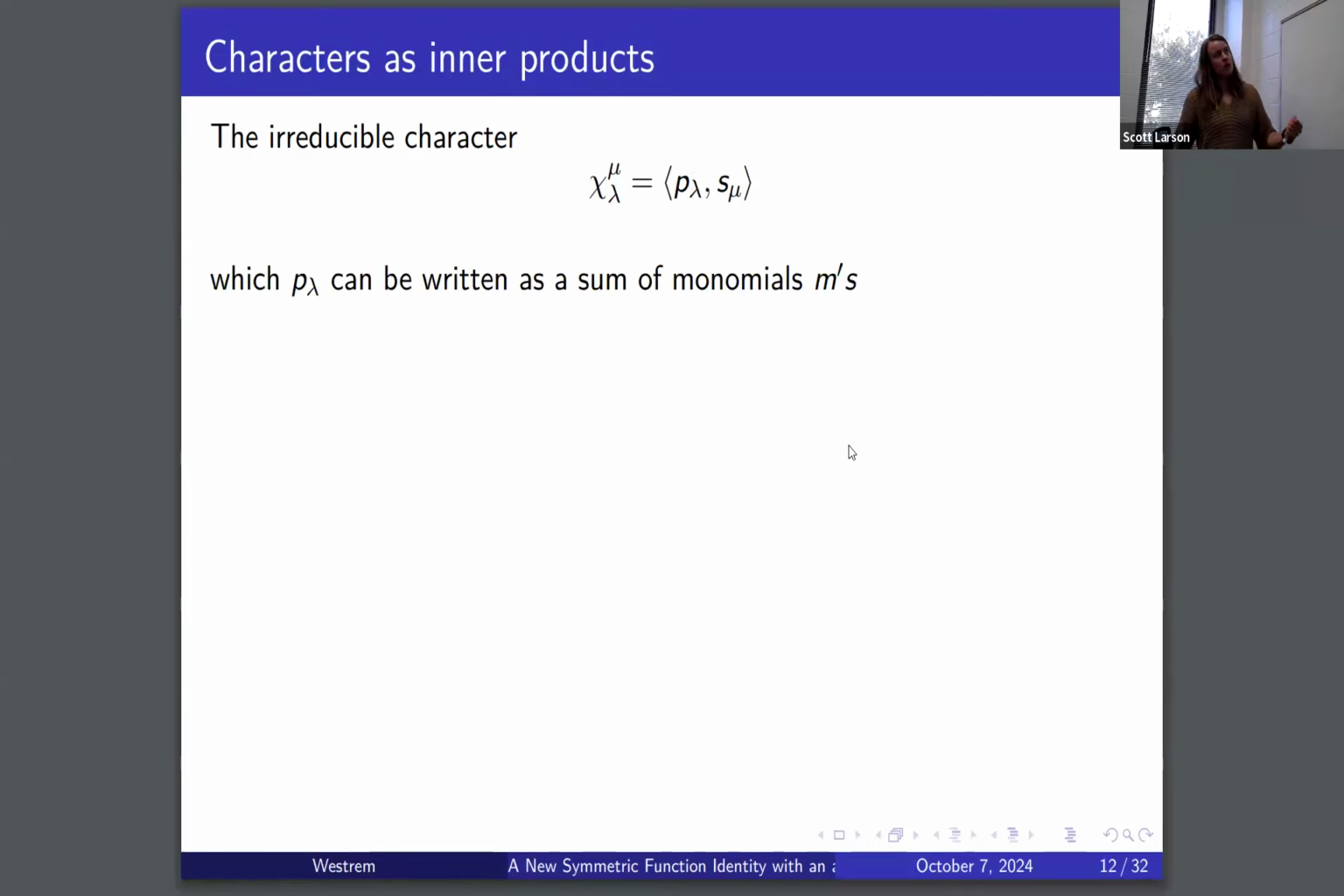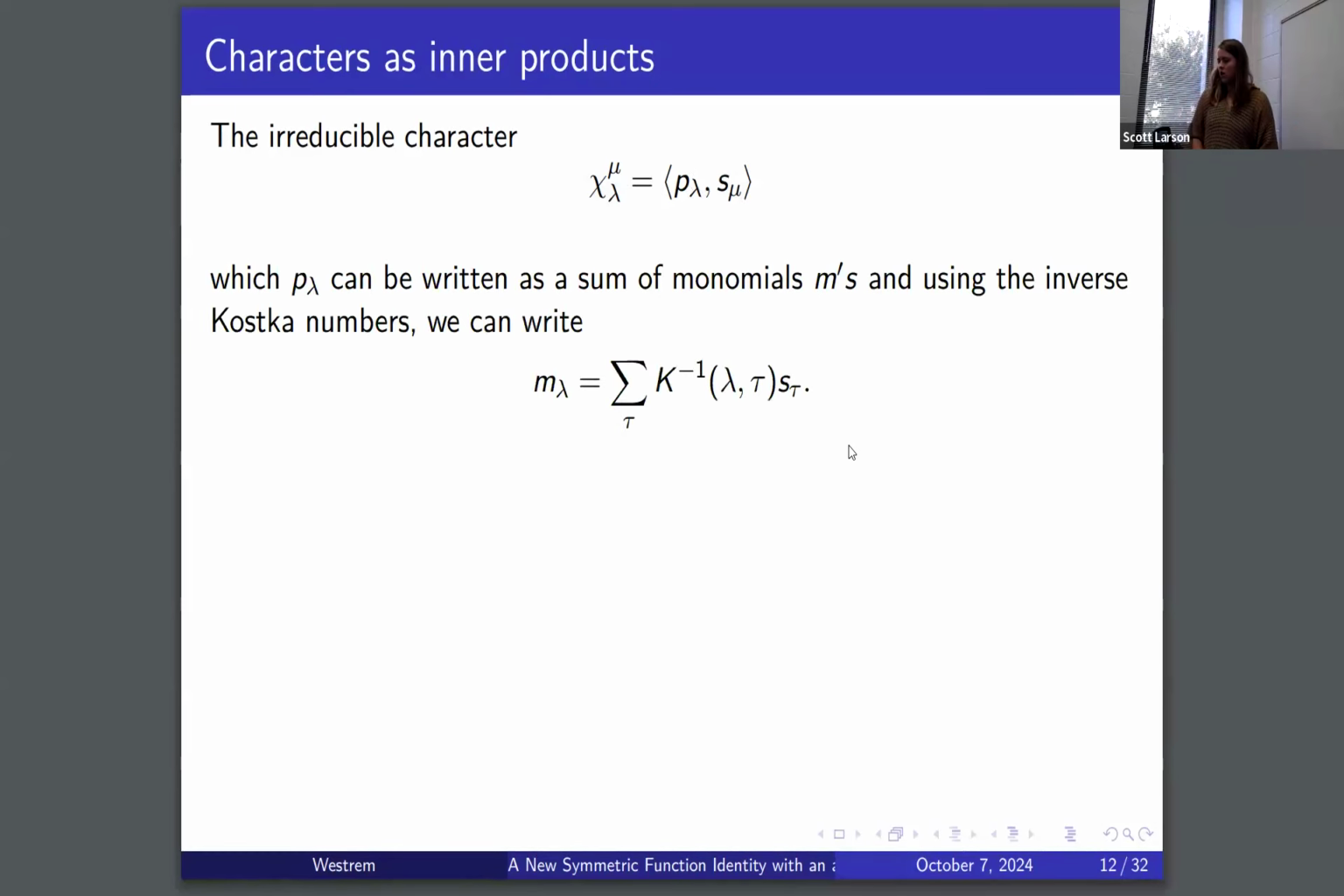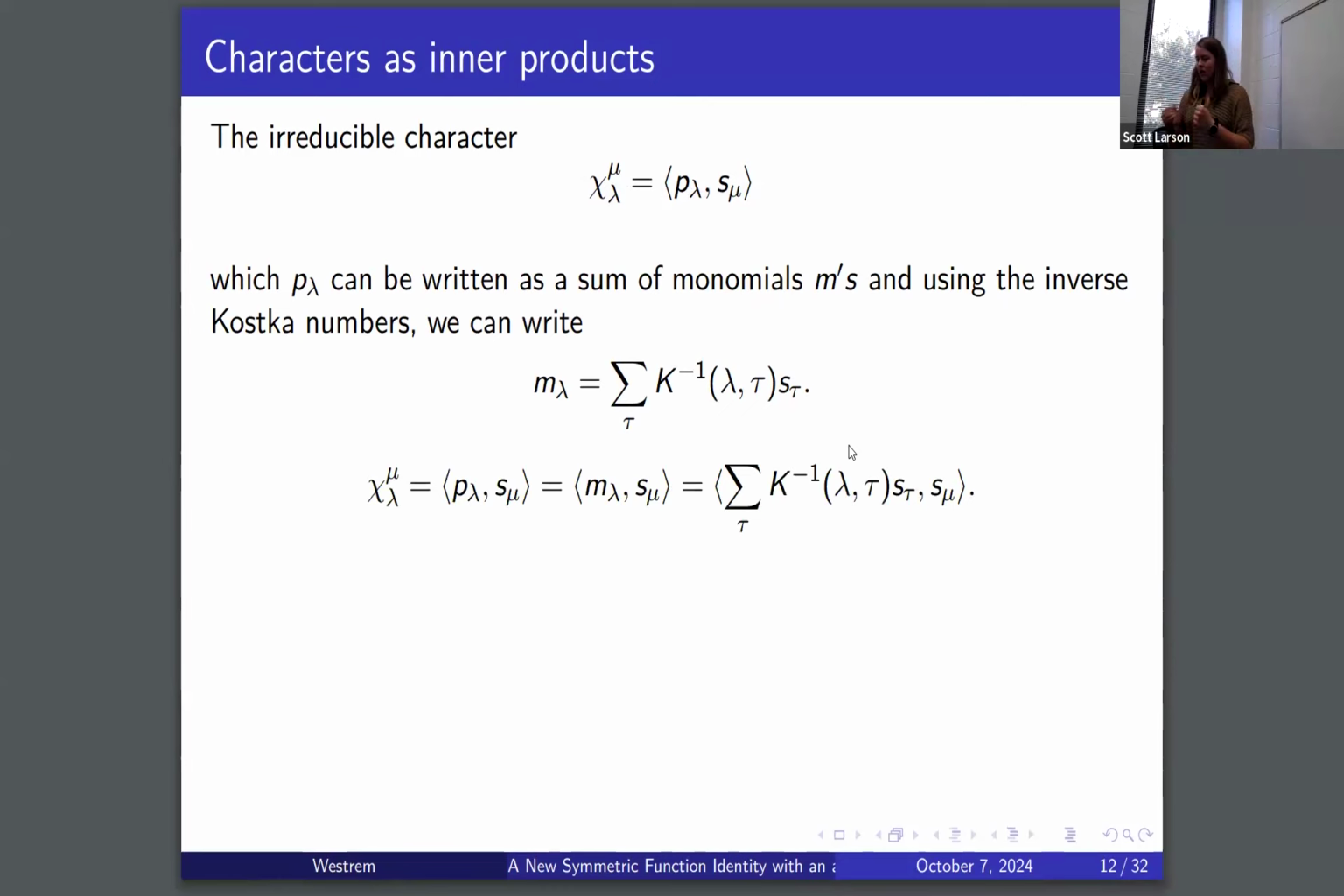P lambda can be written as a sum of monomials, m's, and we can use this definition with the inverse Kostka numbers in this fashion. So m sub lambda can be written as a sum with the inverse Kostka number there. Applying that, we need to be a little careful when we actually do the calculations, but you get the idea of what's happening here. We start with p's, we transfer to m's, and then somehow we can transfer to s's. That is the goal here.